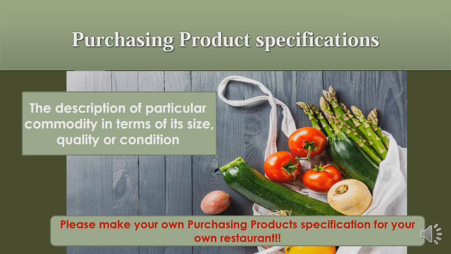Since we have been through all the raw materials and ingredients, from meat to frozen vegetables, you get more ideas and more details about how to make your own product specifications. Okay, later on I will summarize it, and this is your task for these lessons. Okay, the product specification is to describe the particular commodity in terms of its size, qualities, or conditions.